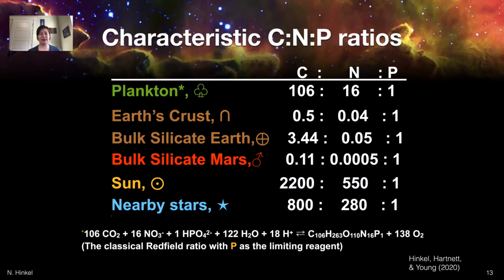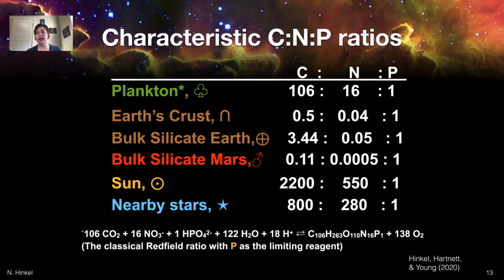So taking this all together, this is a breakdown of what the different C to N to P ratios that we expect to see. So you can see the plankton, Earth's crust, bulk silicate Earth, bulk silicate Mars, which is what we showed on all of those different plots. But then you also see the sun as well as nearby stars. So the nearby stars is not just all the stars that we showed. We actually took the average value for all of the stars within the Hypatia catalog to get a general sense of what the C to N and P ratio is going to be just in a normal star. So not just those stars that have phosphorus in it.